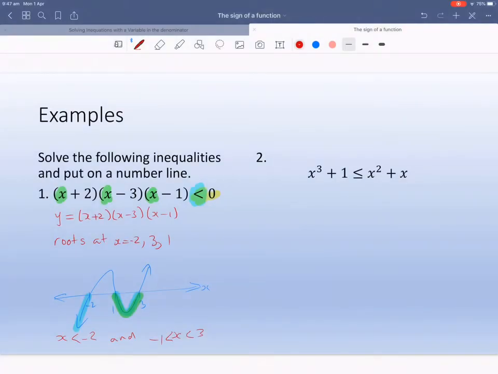So this number 2 looks really complex to me, so what I'm going to do is move everything to the left-hand side. I'm going to go x cubed minus x squared. So I've moved this over to that side, and I haven't put the 1 in because I want to move the minus x. Now I'm moving this over there, and then I'm just going to bring this back in, plus 1, less than 0. Because I've moved everything from this side to that side, I'm just left with 0.